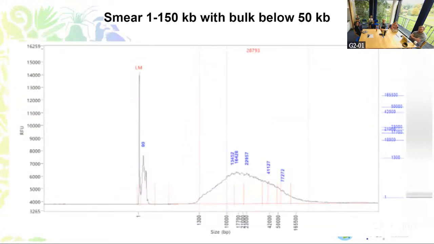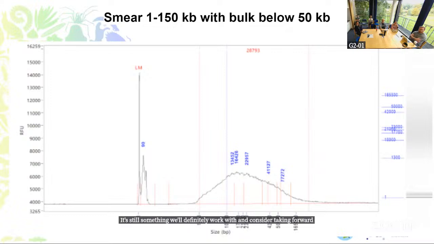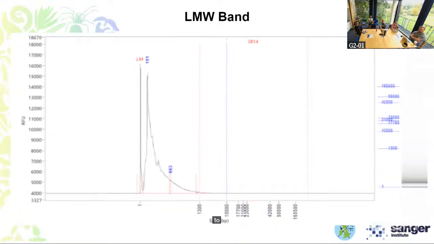Again, slightly poorer still. The bulk of our DNA is below 50 kb. Again, no strong band in the gel image. It's still something we'll definitely work with and consider taking forward to library preparation.